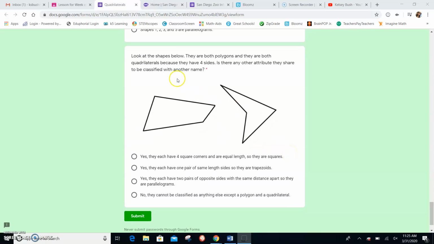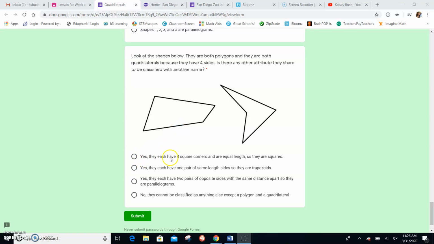Last question. Look at the shapes below. They are both polygons and they are both quadrilaterals because they have four sides. Is there any other attributes they share to be classified with another name?